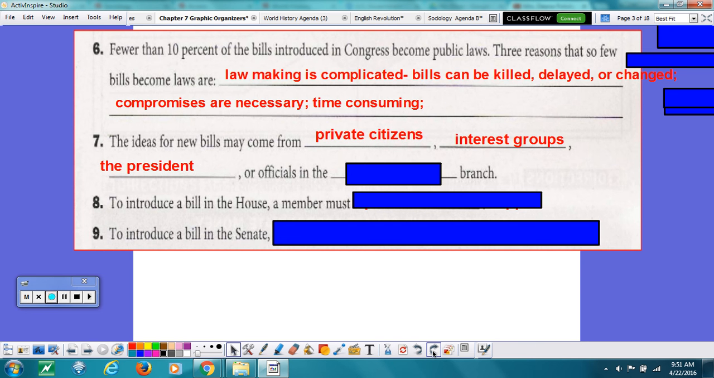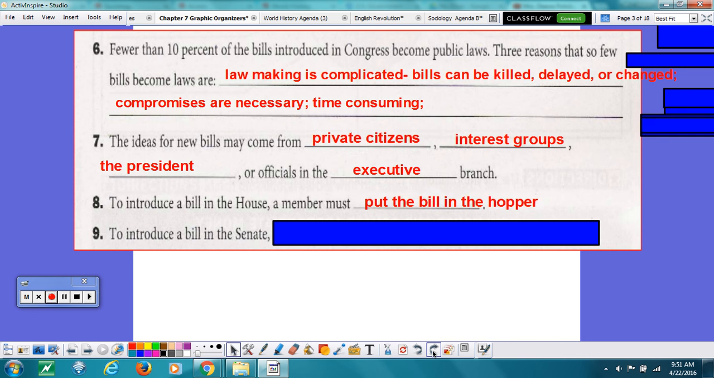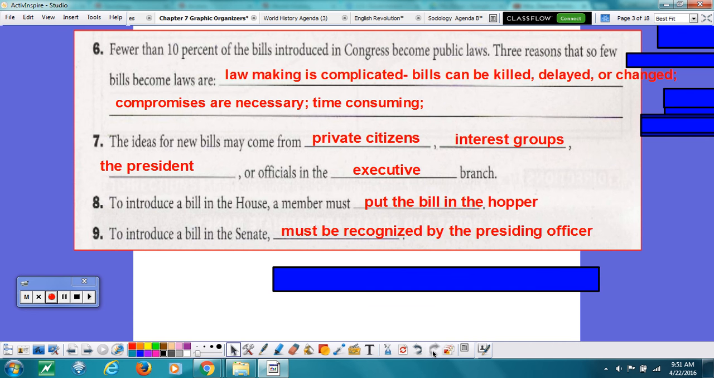Some bills might come from the president or other officials in the executive branch, like cabinet heads, perhaps the Secretary of Agriculture or the Secretary of the Department of Transportation. All right, to introduce a bill in the House, a member must put that bill in the hopper. And if you're in the Senate, to introduce a bill, all you have to do is be recognized by whoever is the presiding officer of that day.